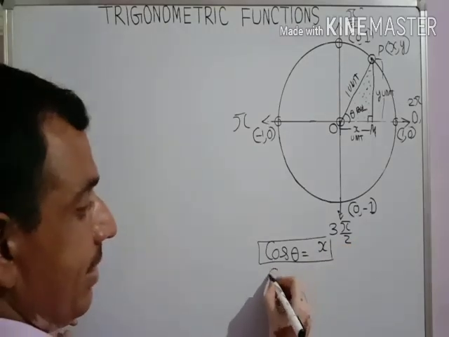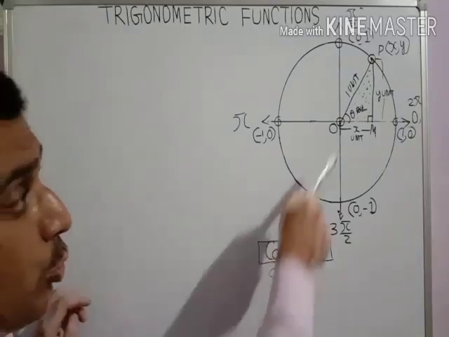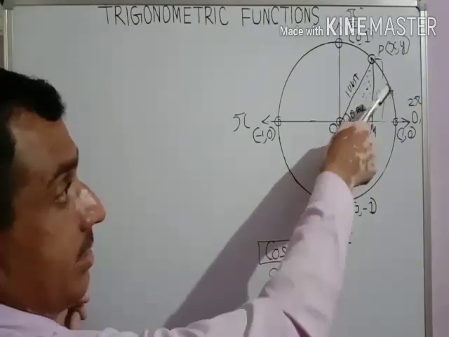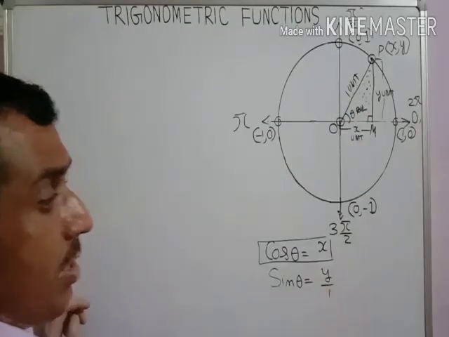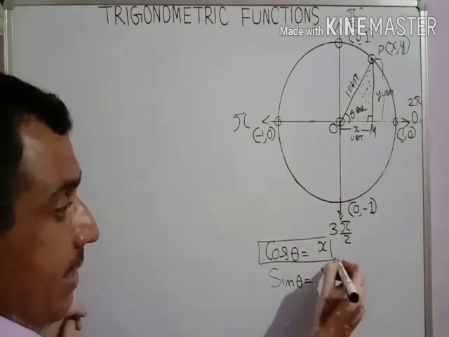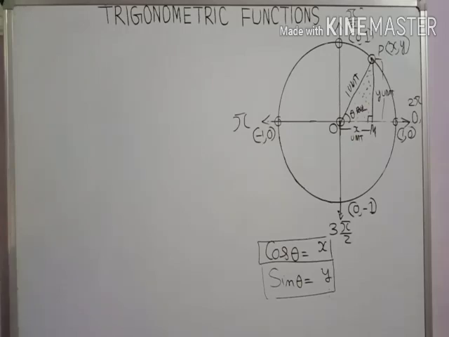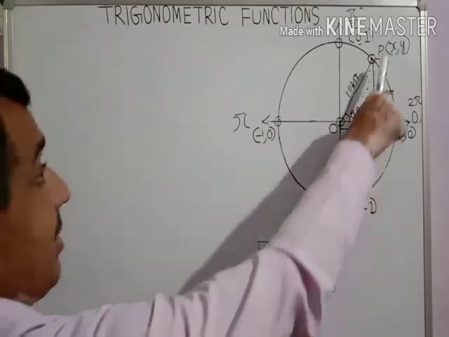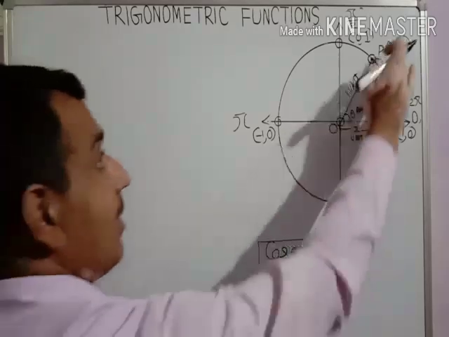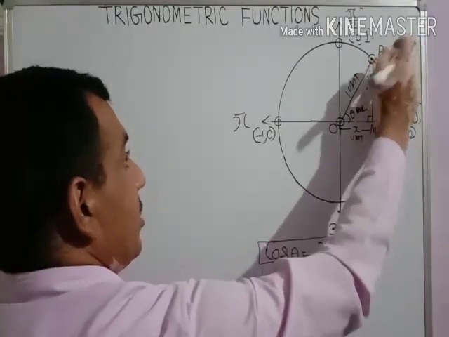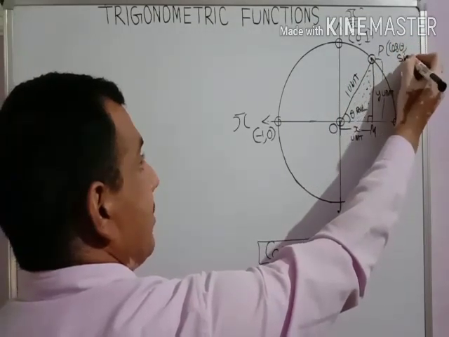If I ask you what is sin theta, you said sin theta is equal to p upon h. The opposite side of theta is y, so y upon h. h is 1, and y upon 1 is nothing but y. It means x is equal to cos theta and y equals sin theta. What are the coordinates of point P? That is x comma y. If we replace with cos theta and sin theta, then we can say that the coordinates of P are cos theta comma sin theta.